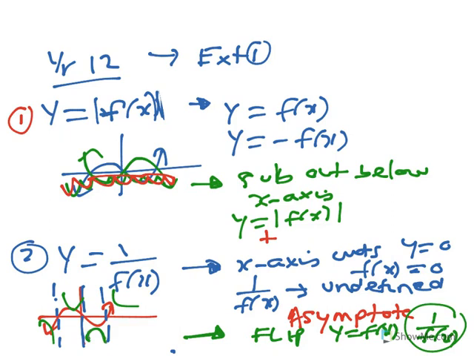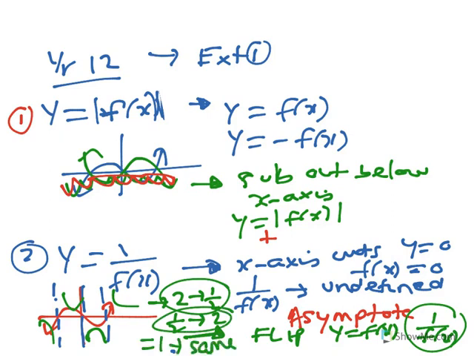Now, when you flip numbers, if they're bigger than 1, like 2, they get smaller. But if they're like a half, they get bigger. And when they're equal to 1, it stays the same, because if you flip 1, you get 1. So basically, everything gets flipped.